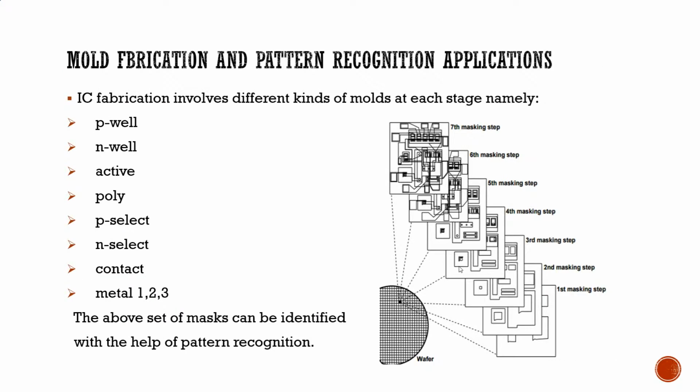Talking about mold detection, IC fabrication involves different kinds of molds at different stages, namely the Peeble, Envil, Active, and many more. The above set of masks are unique to each stage in the fabrication process, and pattern recognition could be our basis for identification of the mask based on the dimensions and shape.